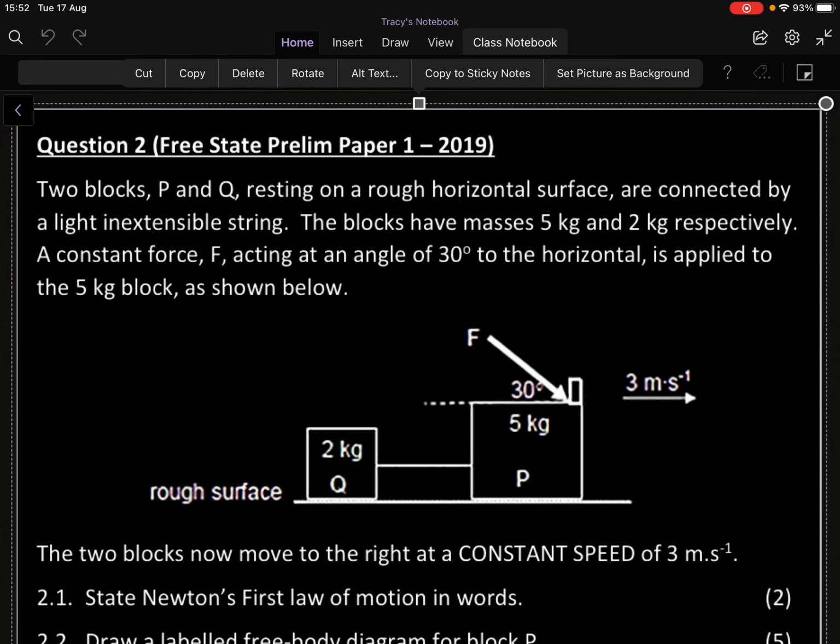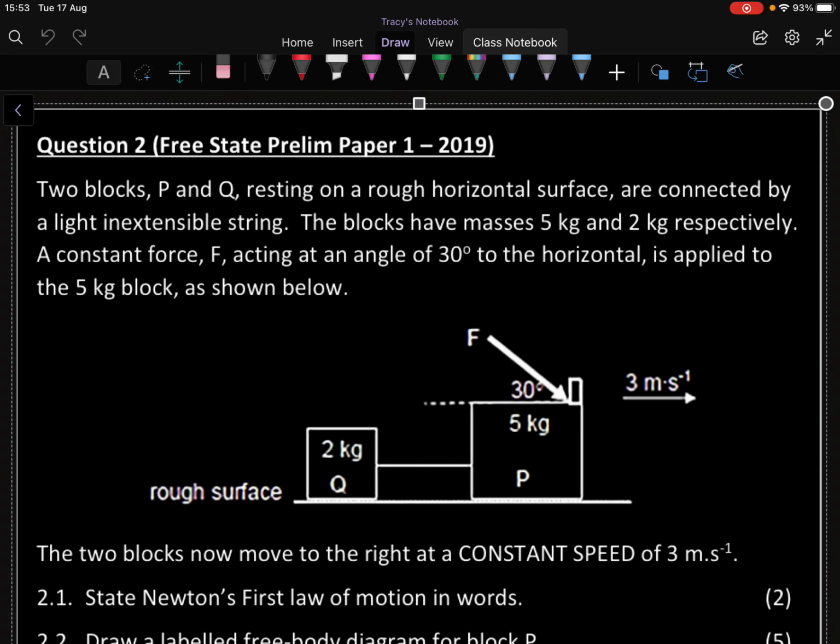The question we're going to look at in this video is question 2 from the Free State Prelim Paper 1 from 2019. It's my own take on the memo, so it's not the official memo, but it's a really nice question because the force being applied is a little different to what we perhaps usually see.